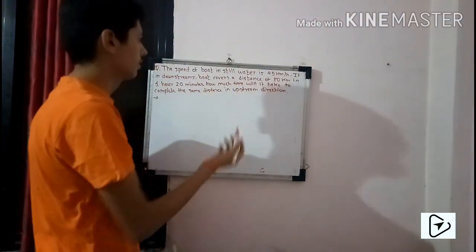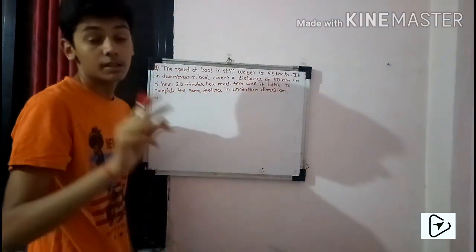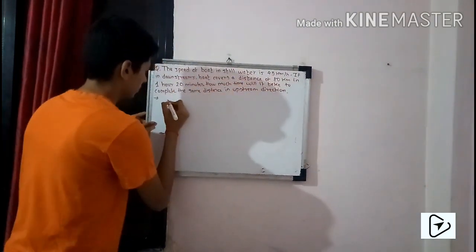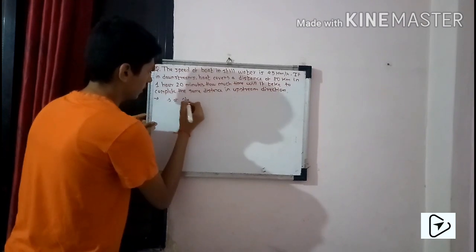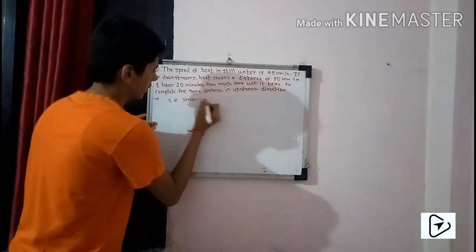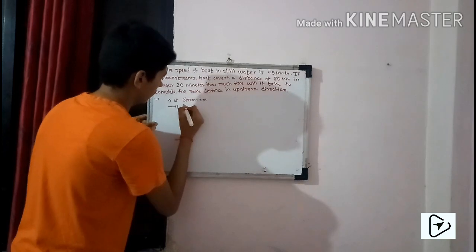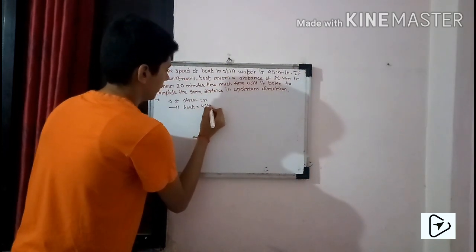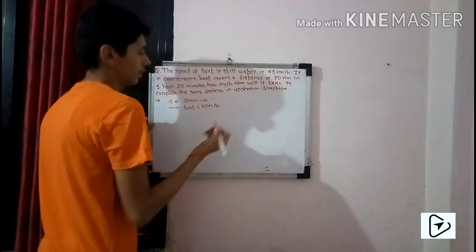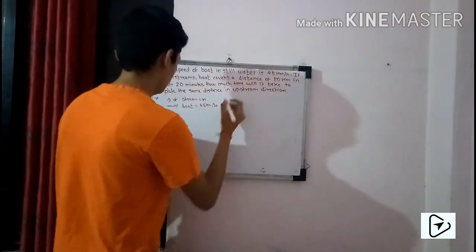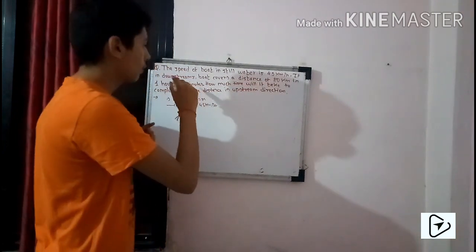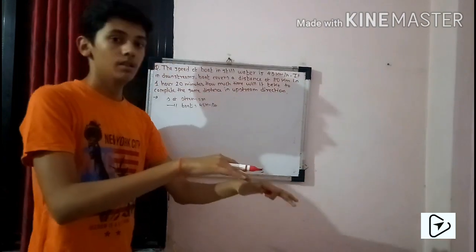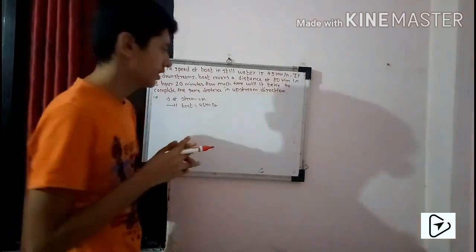In this situation, the speed of the boat is given, but the speed of the stream is not given. So we'll take the speed of the stream to be x. So the speed of the stream is equal to x, and the speed of the boat is given, that is 45 kilometers per hour. Now speed is equal to distance upon time, we know it. So it is given in downstream. We know that the speed of the boat and the speed of the stream get merged and addition happens.